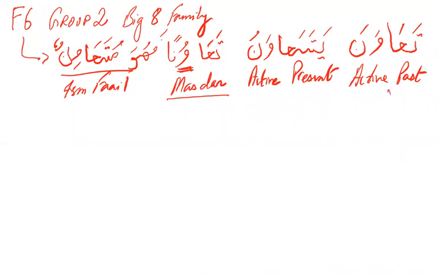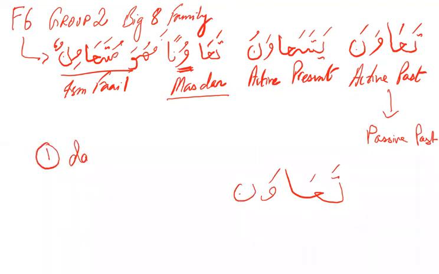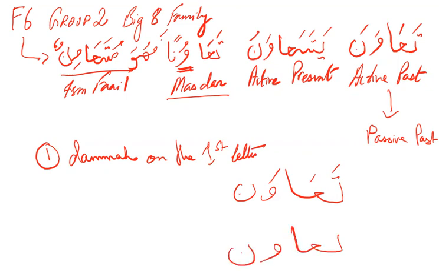Now again, we have to do the passive line. So from the active past, we will have the passive past. So Tàawana, what are the changes that we need to do? Dhamma on the first letter, right? So we write the word as is without the harakas. So we have the Dhamma.